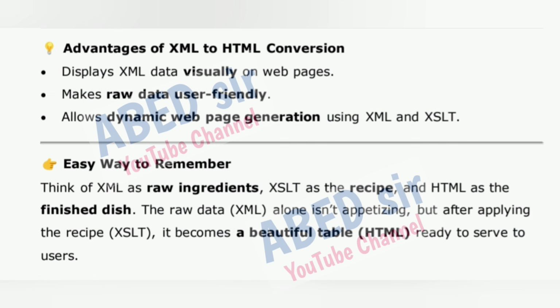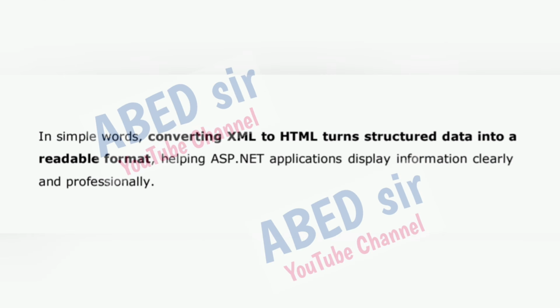Easy way to remember. Think of XML as raw ingredients, XSLT as the recipe, and HTML as the finished dish. The raw data, XML, alone isn't appetizing, but after applying the recipe, XSLT, it becomes a beautiful table, HTML, ready to serve to users. In simple words, converting XML to HTML turns structured data into a readable format, helping ASP.NET applications display information clearly and professionally.